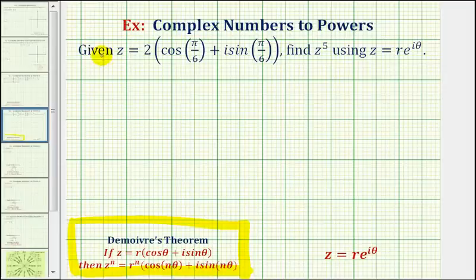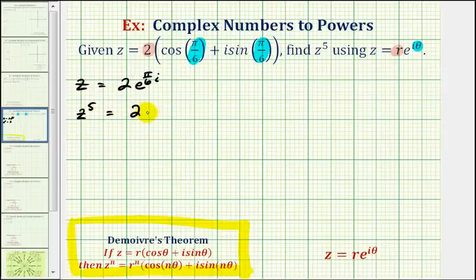So because the complex number is given in polar form, we should recognize that r is equal to 2 and theta is equal to pi over 6. So the given complex number in exponential form would be z equals 2 times e raised to the power of i times pi over 6, or pi over 6 times i. So if we want z to the fifth, we'll just raise both sides of the equation to the fifth power.